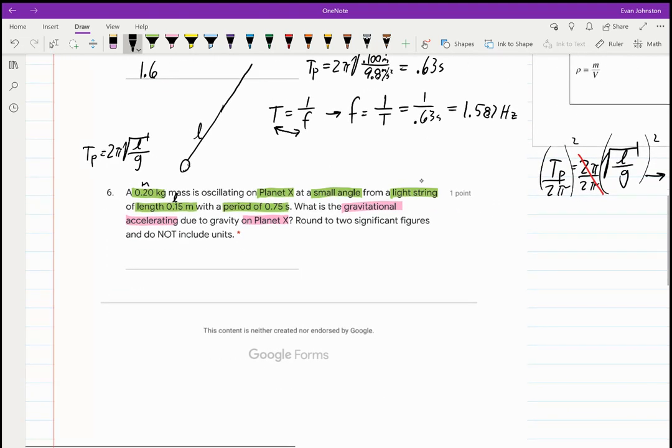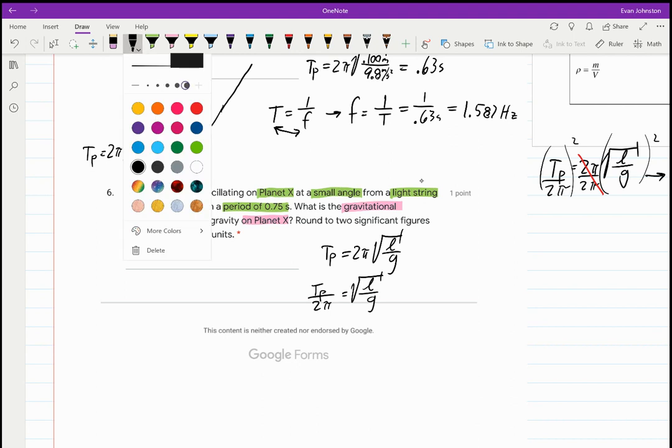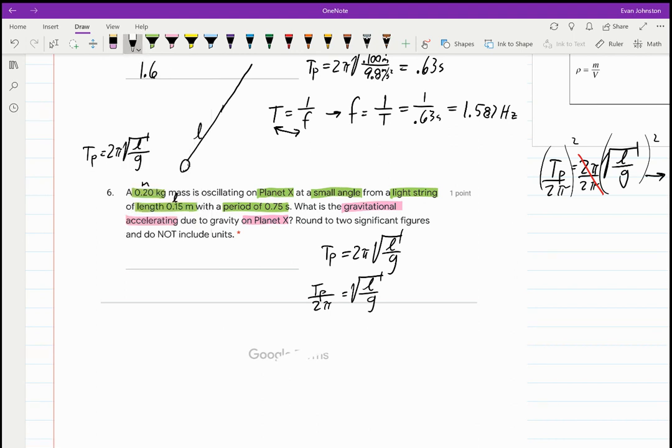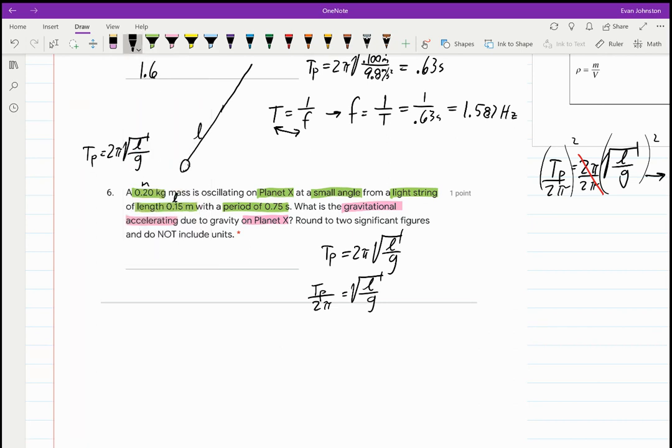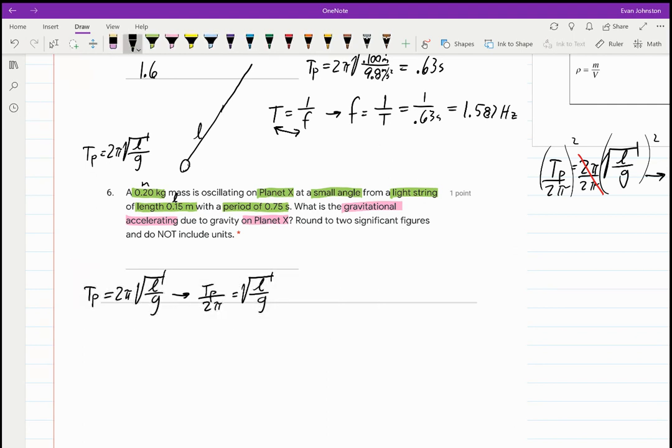So doing a little algebra again, we have the period equals 2 pi square root of L over G. I'm going to divide the 2 pi over. So now I have the period over 2 pi is equal to the square root of L over G. Then I'm going to square both sides. Okay, so we can go step by step.